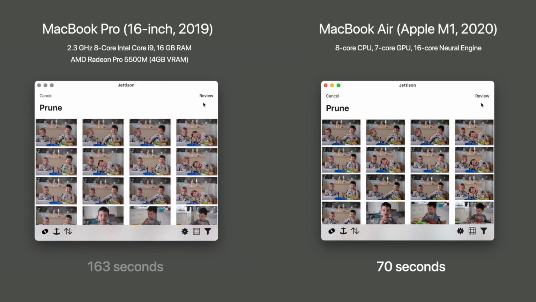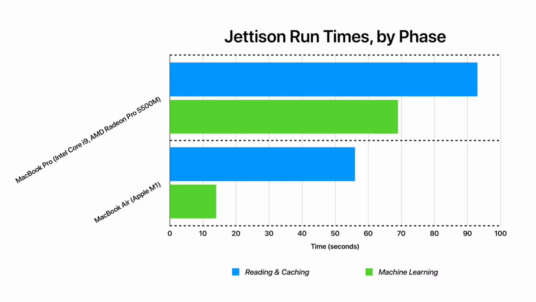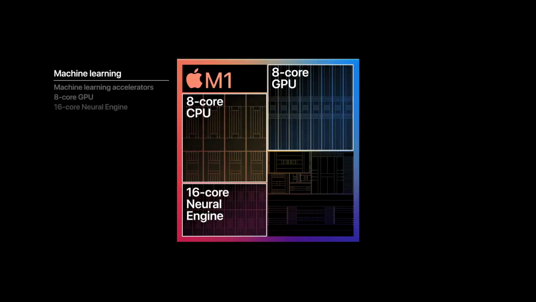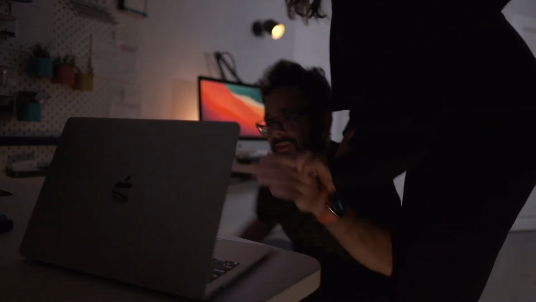The MacBook Air is 66% faster at pulling photos from the SD card and caching compressed versions locally, and a whopping 400% faster at the machine learning analysis. So that's 5 times faster at machine learning. This is really amazing stuff. Just incredible.